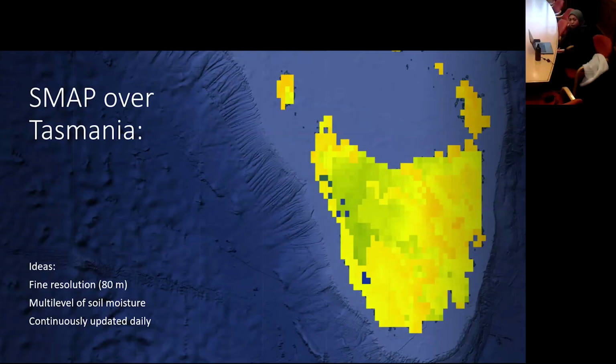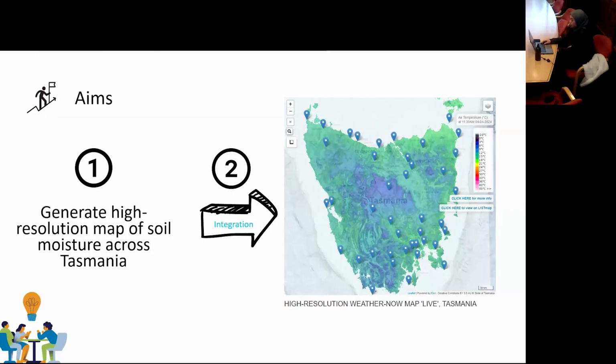So the idea is we need to downscale this dataset to a finer resolution, aiming for 80 meters. And then we use deep learning models to produce multiple levels of soil moisture at the same time. We also want to update it every day so that we can monitor the moisture level across Tasmania. So we narrow down the aim to simplify everything. First, we need to generate the high resolution map of soil moisture itself across Tasmania. And then once we get the soil moisture maps, we need to integrate them into the monitoring system.